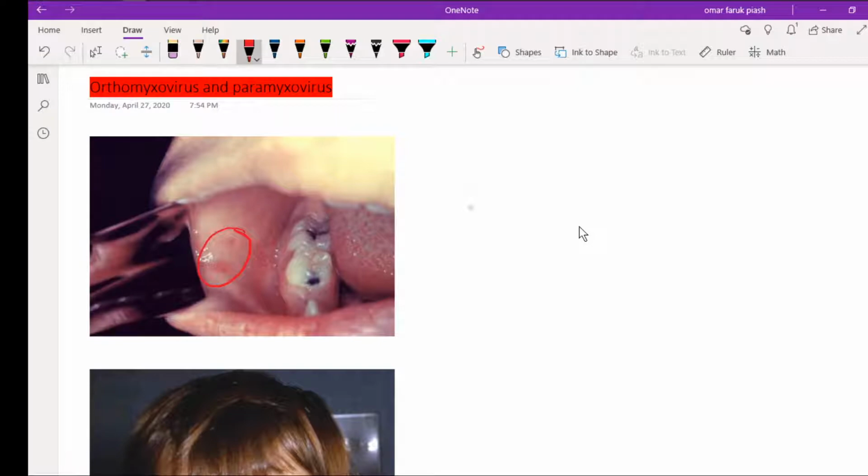In measles, you can see this Koplik spot, which is a bright red spot. Koplik spot is a bright red spot with a blue-white center on the buccal mucosa. It is followed 1 to 2 days after by a maculopapular rash.